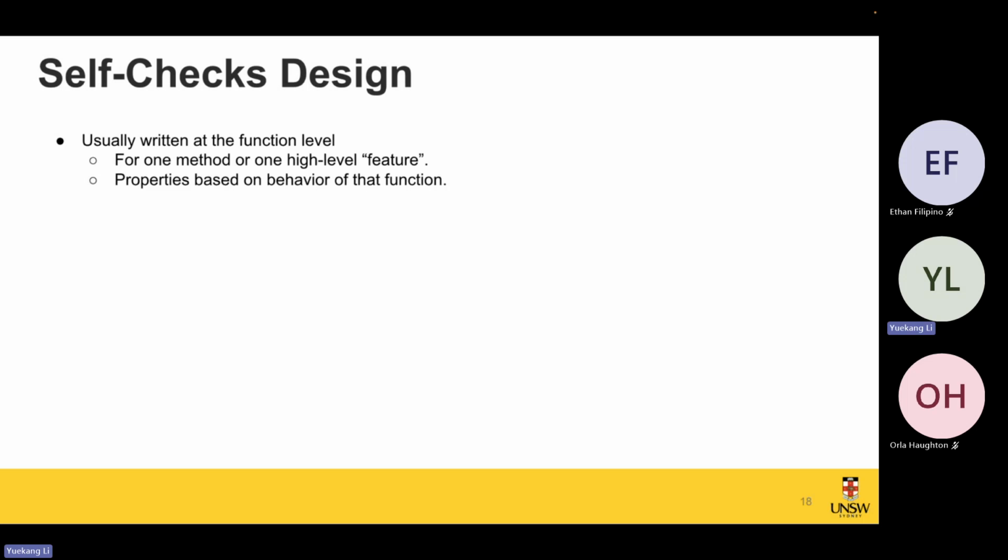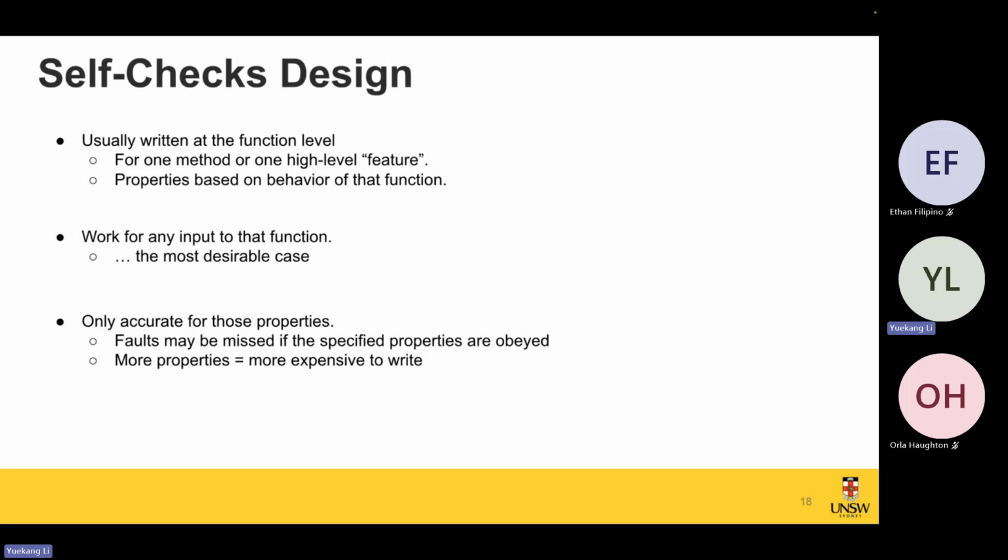And here are some general guidelines for us to design these self-checks. Normally we should write these self-checks at the function level. Within a function, we add some asserts to check for some internal properties of this function. And if we can come up with some self-check that could be applied to any input, then that's the best case here, right? Because the purpose of doing self-checks is to make it applicable to more inputs. This helps us to increase the completeness.